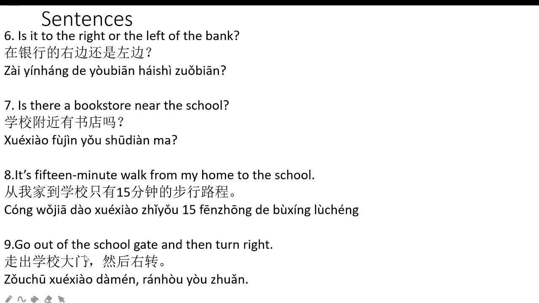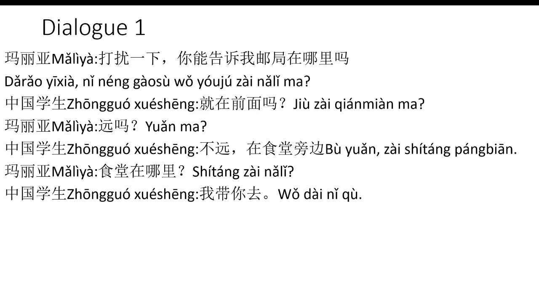Number 9. Go out of the school gate and then turn right. 走出学校大门,然后右转. 走 is walk or go. 出 is out. So go out. 学校 is school. 大门 is the gate. 然后 is after. 右 is right. 转 is the turn. Let's get to the dialogue one, guys.